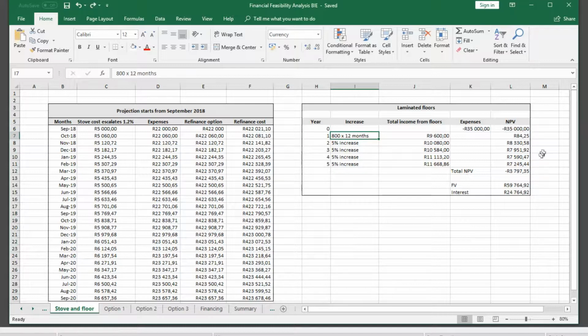When we look at the NPV values, we see that it will not, in fact, return the amount that we were hoping for. Therefore, moving onwards, we choose not to implement the laminated floors in any of the options.